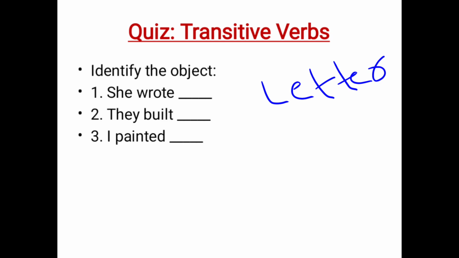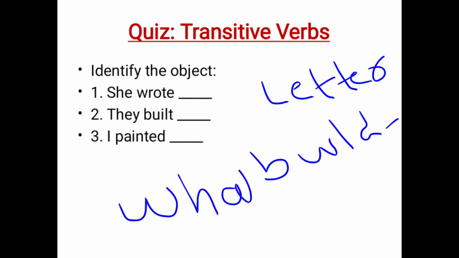The second is, they built. They built what? They built a building. The third is, I painted. You painted what? So in transitive verbs there is a question, that is, what. You painted a wall.